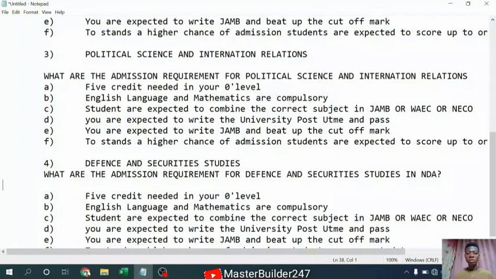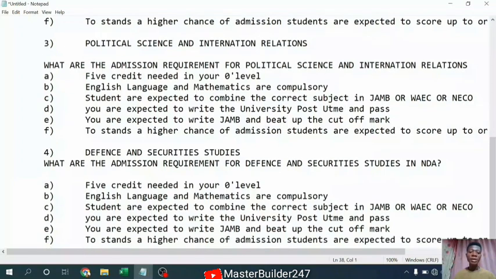You need 5 credits in your O level, and also English language and mathematics to be there. And also you are expected to make sure that you do a proper combination of your subjects in JAMB, WAEC, NECO, or whatever exam or result you are using. You should make sure that it corresponds with what you want to study. And also you are expected to write the university post-UTME, and you are expected to write JAMB and beat the cutoff mark. For you to stand a chance, you are also expected to score up to or above 200. Alright, so that is that for defense and security studies.